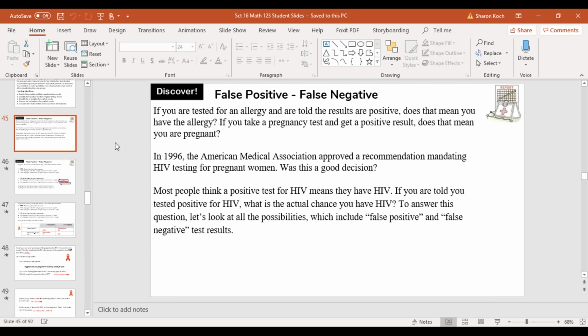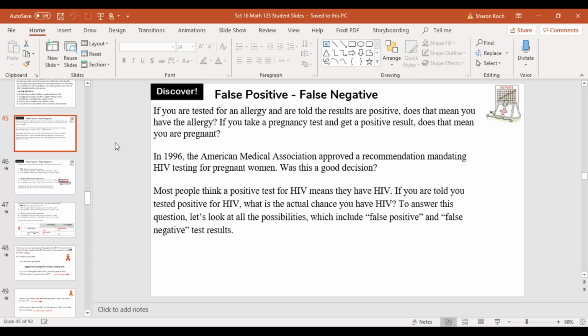It's saying here, if you are tested for an allergy and you're told that the results are positive, does it mean you have the allergy? If you take a pregnancy test and get a positive result, does it necessarily mean you're pregnant? Well, we're going to go through a scenario here. In 1996, the AMA came up with a recommendation and said they wanted to mandate HIV testing for all pregnant women. So we're going to look at the actual data and decide, was this a good decision that the AMA put out there?